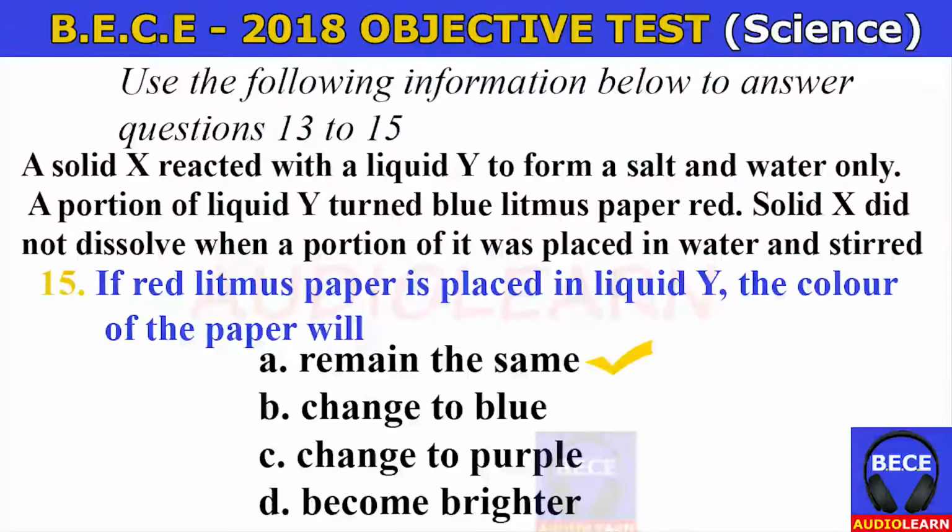Number 15. If red litmus paper is placed in liquid Y, the color of the paper will A. remain the same, B. change to blue, C. change to purple, D. become brighter. And the answer is A. remain the same.